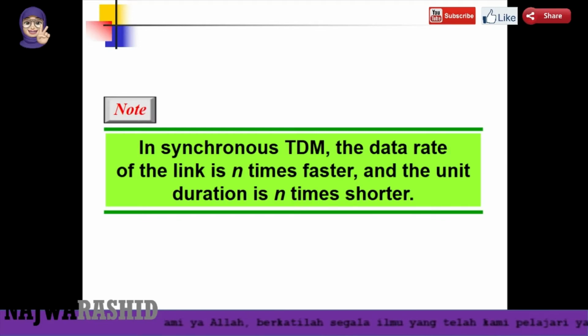So for TDM, we have two types. We have synchronous, and we also have statistical TDM. In synchronous TDM, the data rate of the link is n times faster, and the unit duration is n times shorter.